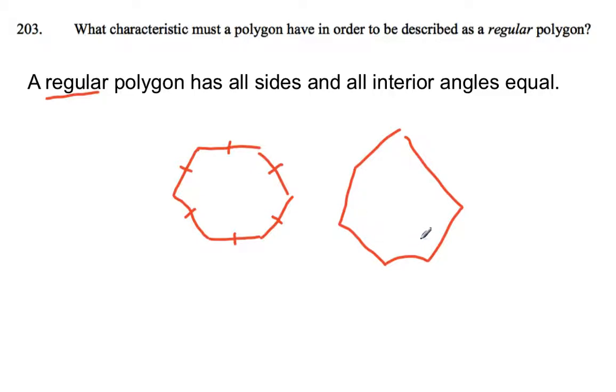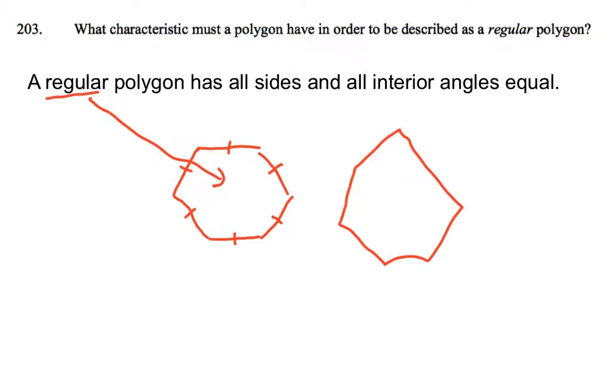1, 2, 3, 4, 5, 6, good, I can count, that would be a hexagon still, but it wouldn't be a regular hexagon. So a regular hexagon has equal sides and all the angles would be equal as well. You can see that these angles can be different from one another. So that's true of any polygon really. A regular polygon has to have all sides and all angles equal to each other.